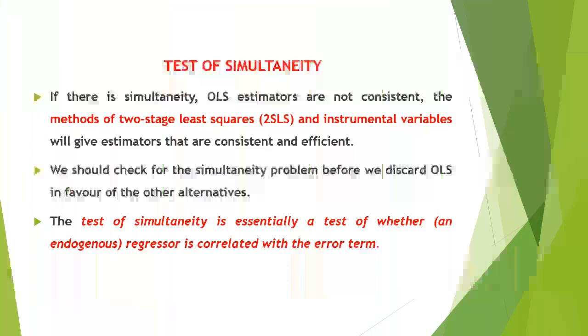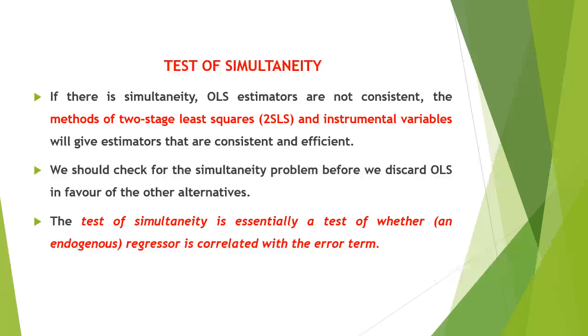If there is no simultaneity problem, the OLS estimators produce consistent and efficient estimators. On the other hand, if there is simultaneity, OLS estimators are not even consistent. In the presence of simultaneity, the method of two-stage least squares (2SLS) and instrumental variables will give estimators that are consistent and efficient. If we apply these alternative methods when there is no simultaneity, these methods yield estimators that are consistent but not efficient. Therefore, we should check for the simultaneity problem before we discard OLS in favor of other alternatives.